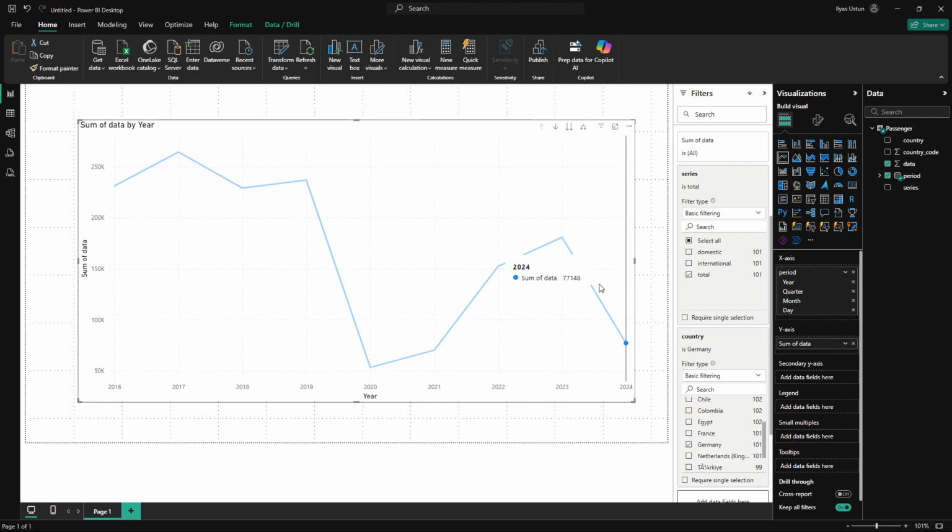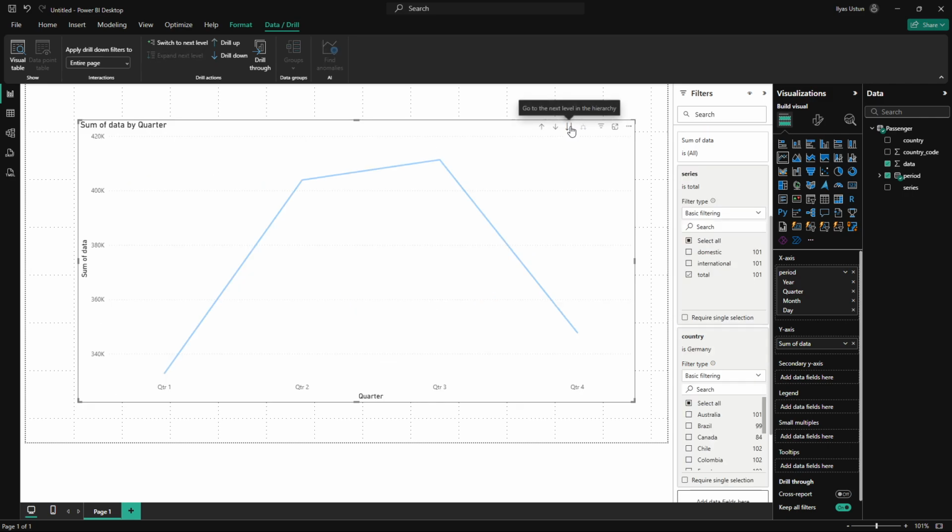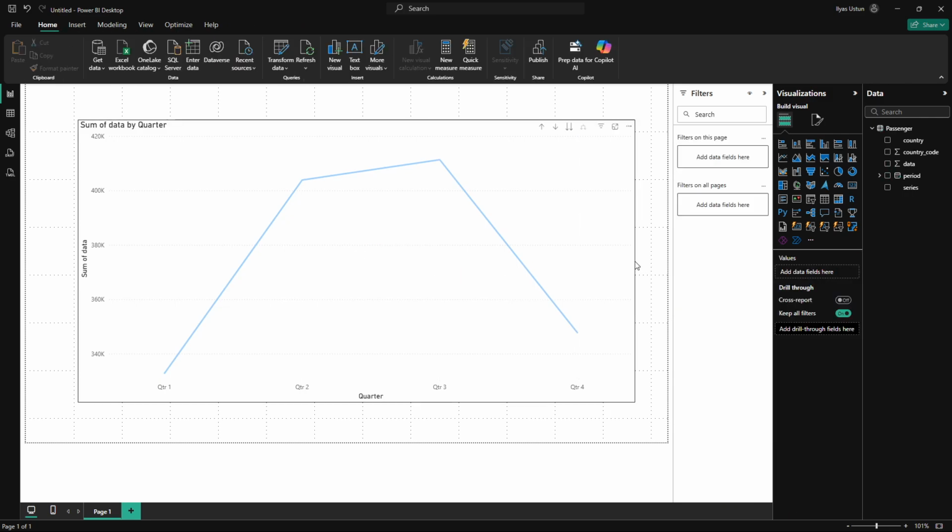Now let's focus a bit on this part, either switching to the next level or expanding to the next level, right? Data drill. When I do this, these two buttons are the same as these two over here. So this is switch to next level and this is expand to next level. When I click this one, we switch to the next level, basically from the yearly level down to the quarterly level. The problem with this one is that the years are no longer being considered. It goes directly from the year to the quarter level, and you can see that clearly here too.